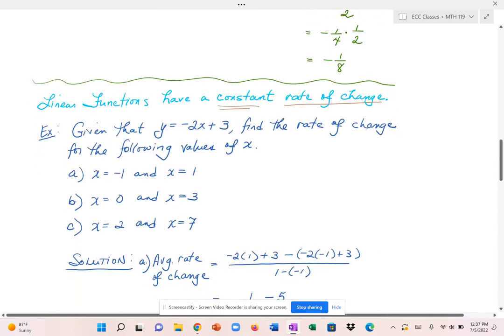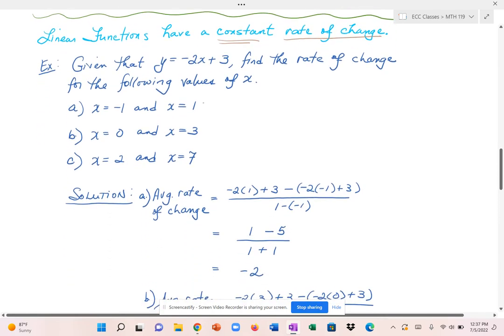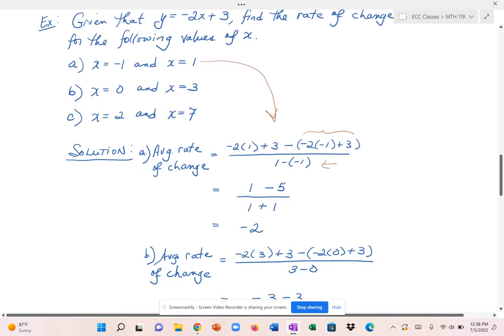Okay, so here's my average rate of change using these two values. So it'll be negative 2 times 1 plus 3 minus, and now is when you plug in the negative 1, minus negative 2 times negative 1 plus 3, over 1 minus negative 1. So that works out to be 1. This whole thing is 1 minus 5. So that's what you get here. And the denominator becomes 1 plus 1. So 1 minus 5 is negative 4 over 2. So this becomes negative 4 over 2, which is where I get the answer of negative 2. And same number we have here.